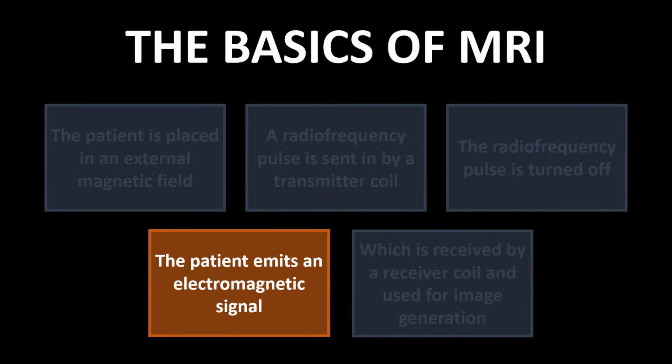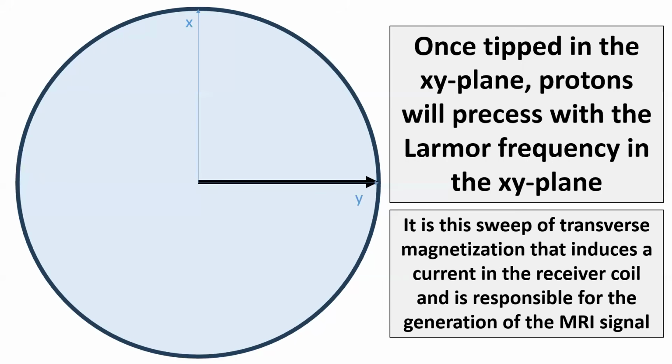What happens now? The patient will emit an electromagnetic signal. We have flipped the magnetization of the body into the transverse plane, so now it can be detected. We've already seen this figure. This is looking from above on the XY plane, and we see protons spinning in phase for a very short amount of time in the XY plane.